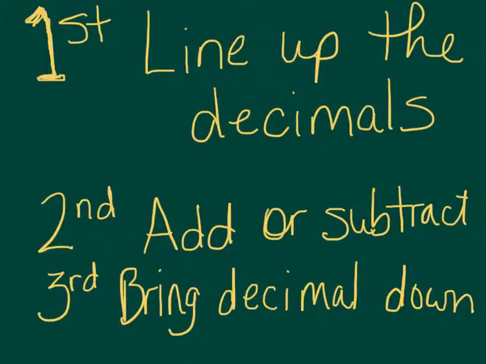First, we're going to line up the decimals. When you add and subtract, that's the key thing. With multiplying and dividing, it's a little bit different, but here we're going to look at adding and subtracting. So here are the three rules. Line up the decimals, then add or subtract. Bring the decimals straight down.